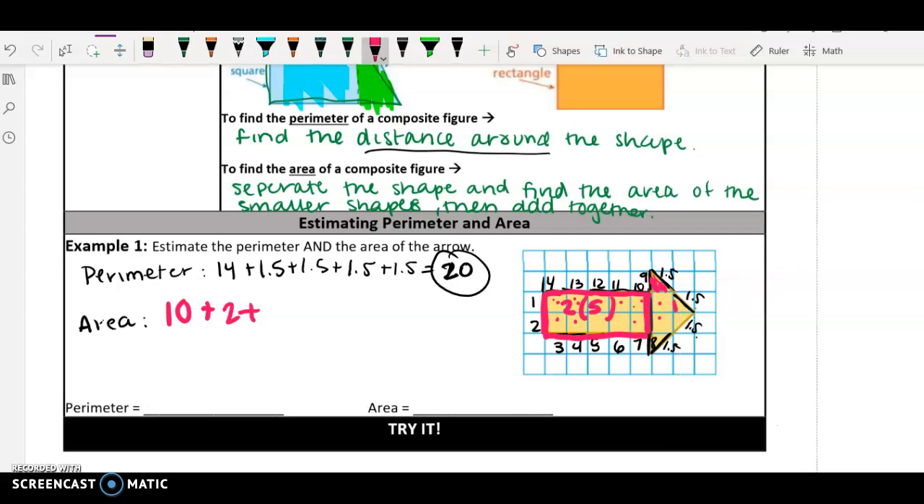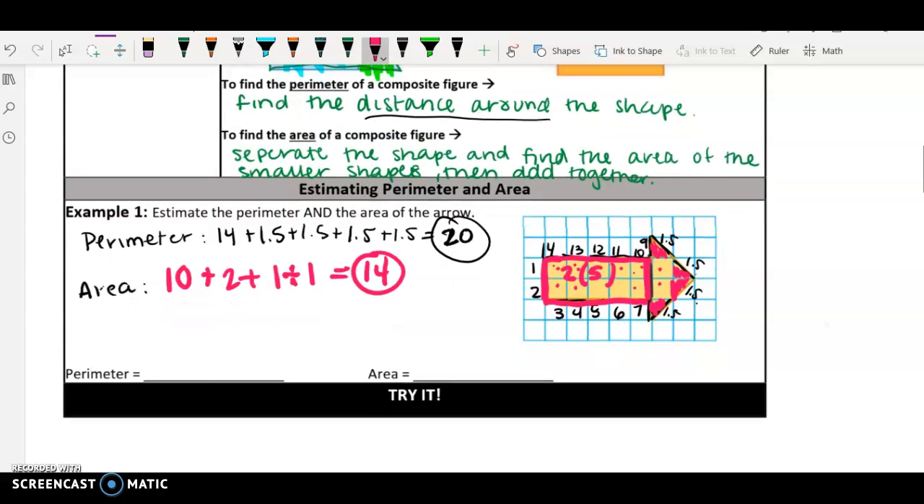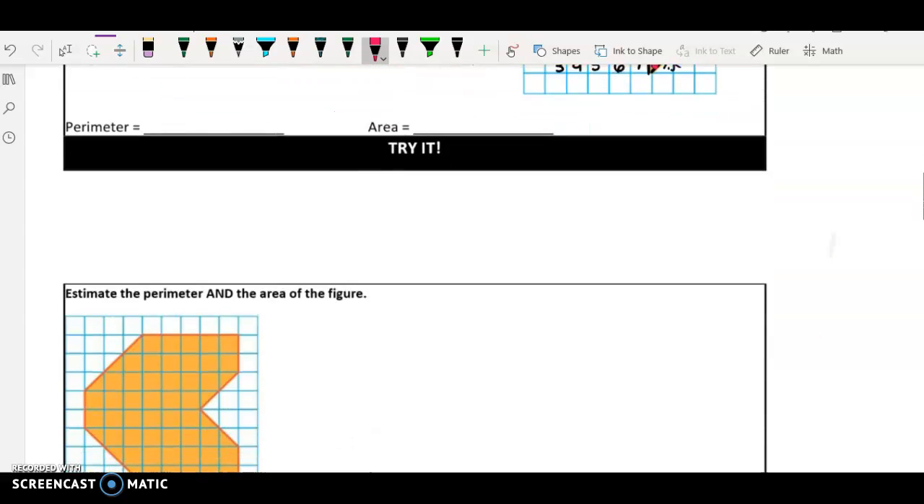My computer is messing up. So that makes 1 box. And then this box and this box also would make a full box. So I'm going to add 1 more to that. And so my area, I'm going to guess or estimate, is 10 plus 2 is 12, 13, 14. So I think that my area is 14. So that's all we're doing for estimating area and perimeter.